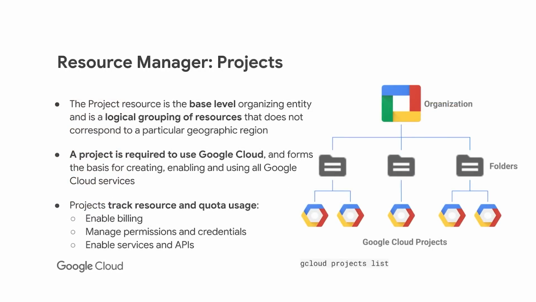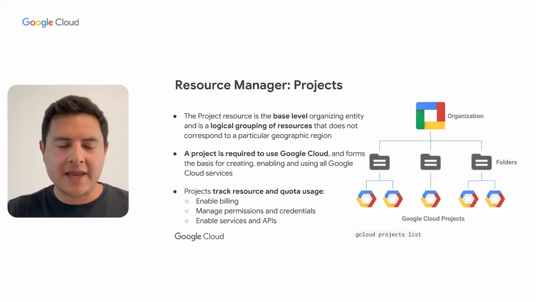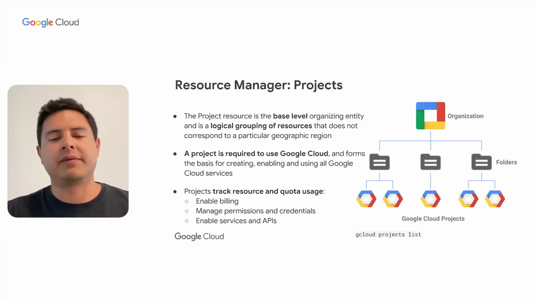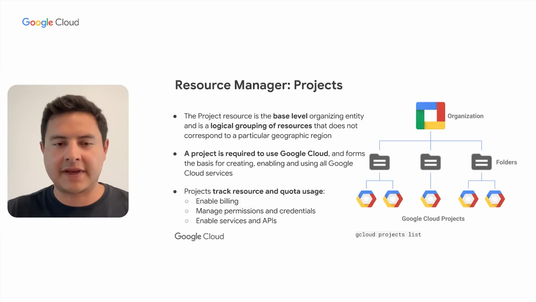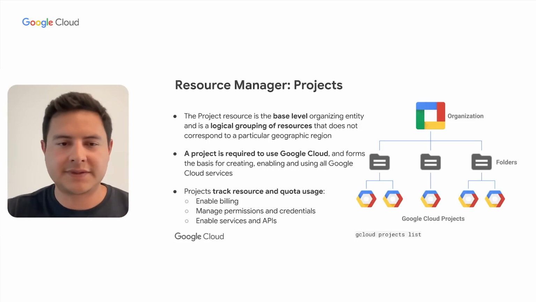And then lastly, we have the project resource, which is the base organizing entity within GCP and is the lowest logical group of resources. This is basically where your resources are going to live, meaning your virtual machines, your Kubernetes clusters, your BigQuery services, your Cloud SQL databases, everything will live in projects. And you can track and enable billing for these projects, right? So you can manage permissions, you can manage credentials, you can enable services and APIs, which is how Google Cloud operates. And yes, this is basically the lowest of the hierarchy in the nodes.